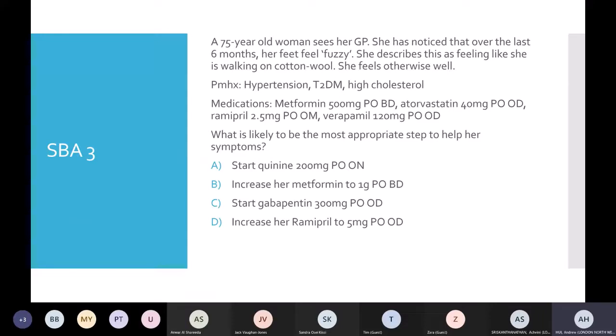She feels otherwise well. Her past medical history is hypertension, type 2 diabetes, and hypercholesterolemia. In terms of her medication, she's on metformin, atorvastatin, ramipril, and verapamil, pretty standard stuff. What is likely to be the most appropriate step to help her symptoms, medication-wise, of course?